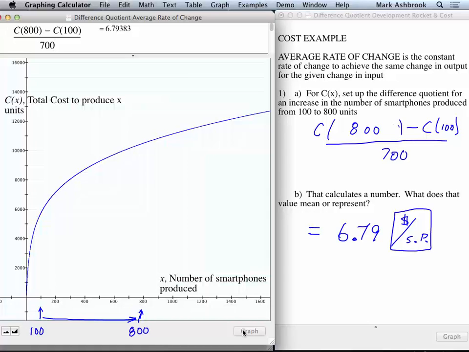All right. So yeah, it's the average rate of change of cost, or it's the amount of money, the cost per smartphone, such that what? So from 100 to 800, did it cost this company $6.79 per smartphone to produce the smartphones? Is that what happened? Is that no? So instead, what happened? Right. At first, how much was it costing the company over here? More or less than $6.79 per phone? Less than. Nadine, what do you think?